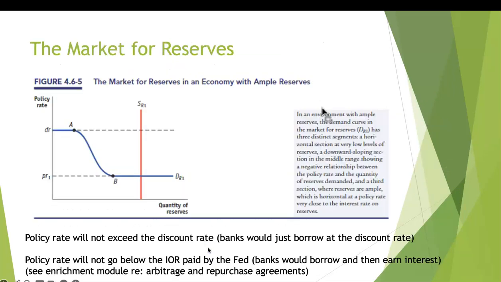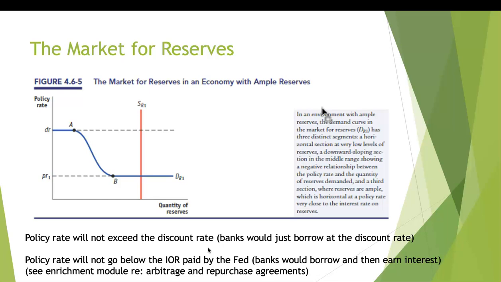All right. So here we're looking at the market for reserves. You can see on our y-axis, we have the policy rate. On the x-axis, we have quantity of reserves. We have the floor, which is the policy rate. In this case, it's PR1, and you have a horizontal line there. And then you have the ceiling, which is the discount rate. You can see there's a horizontal line there. Now it's dotted because it's kind of more theoretical at this point.